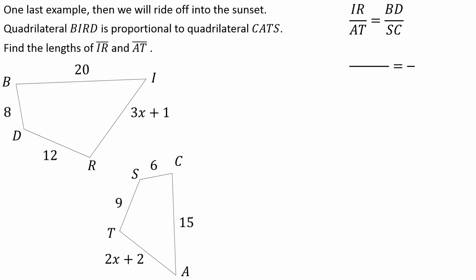Right? The order of the letters doesn't matter. I can call it SC or CS. But if I grab the B and the D, I have to grab the C and the S because I have to have the corresponding letters. So I've got 3x plus 1 is IR. 2x plus 2 is AT. Eight is our BD. 6 is our SC.